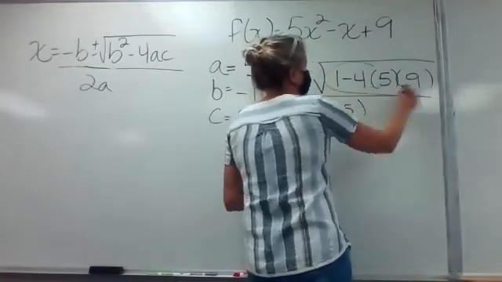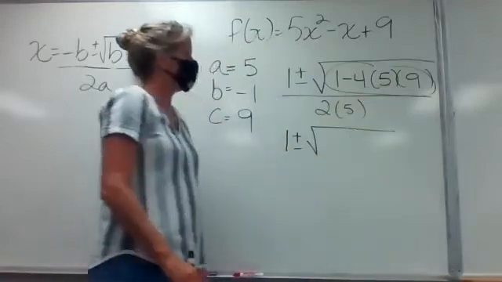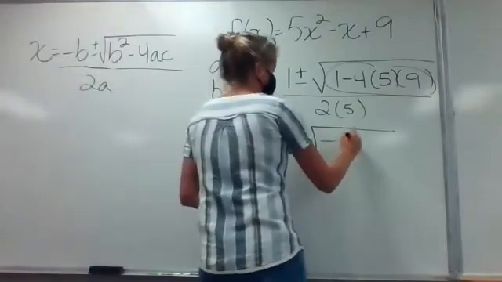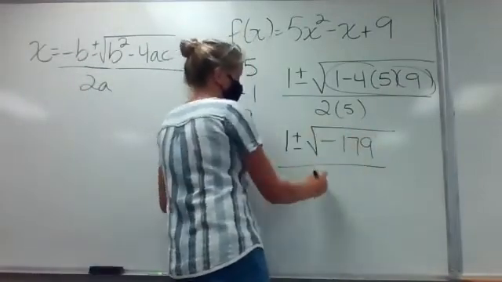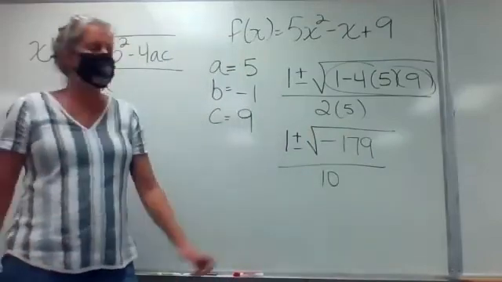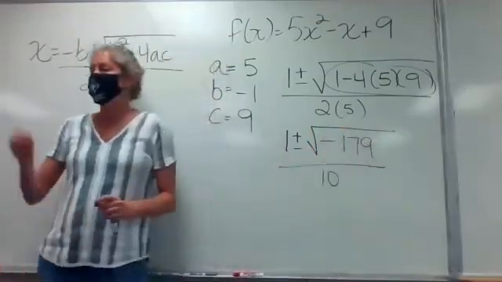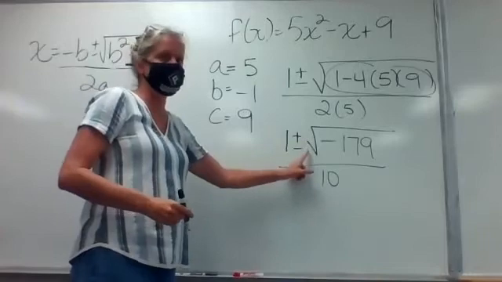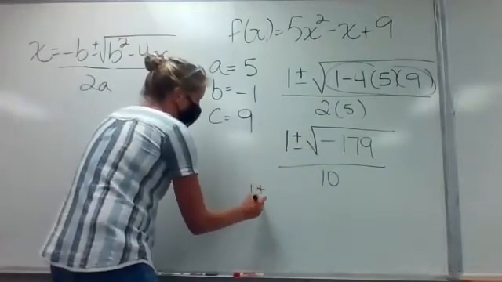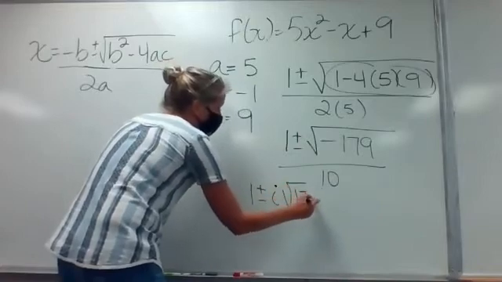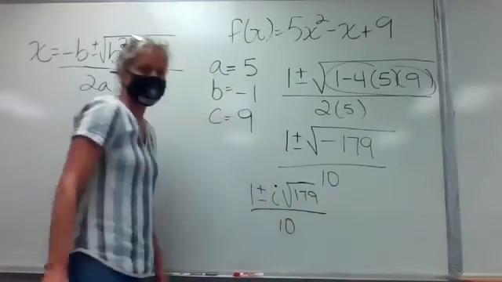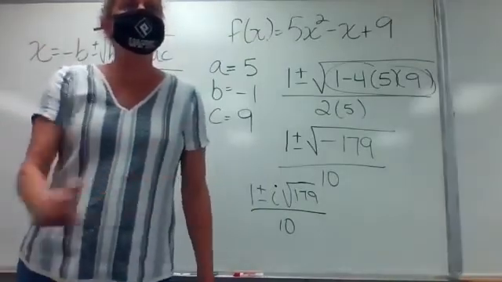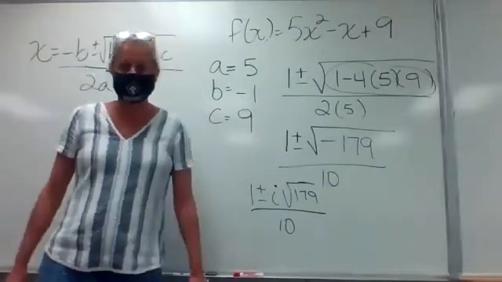When you type all this into your calculator, what does it give you? -179, over 2 times 5 is 10. So like we were talking about, if this ends up being a negative, to fix that negative means to pull out its i, and you just put it right here in front of the radical. So you're going to have 1 plus or minus i square root of 179 over 10. There's an i down in your toolbox when you're typing in this answer, but you can also use the i on the keyboard. It'll accept either one.